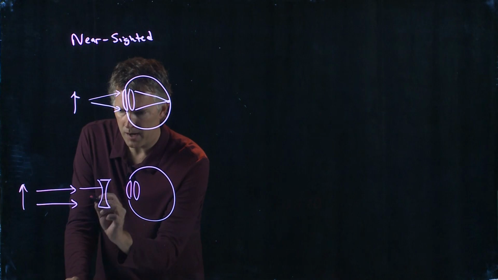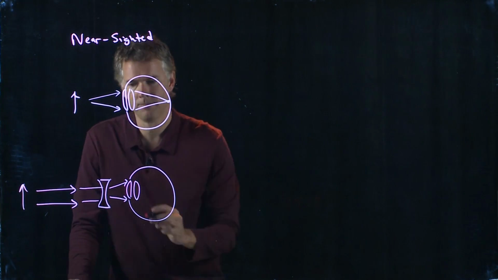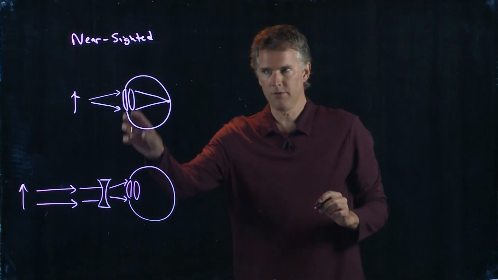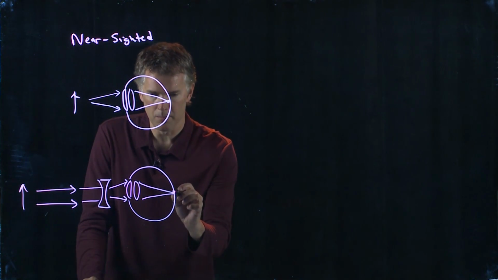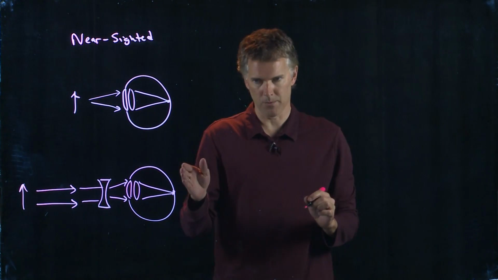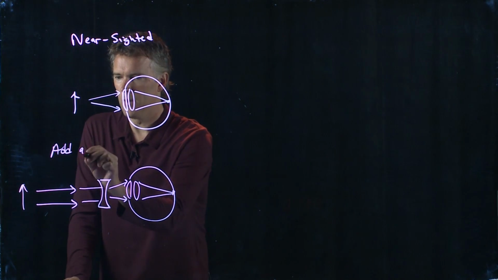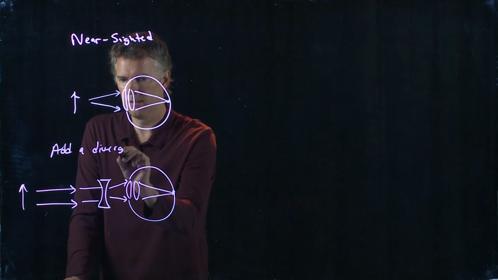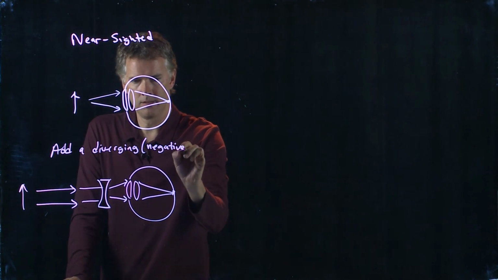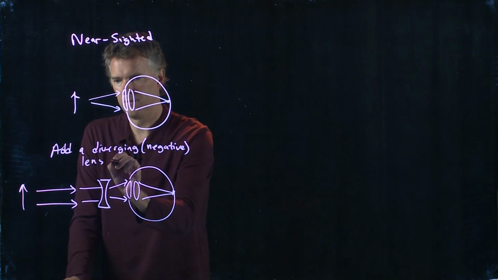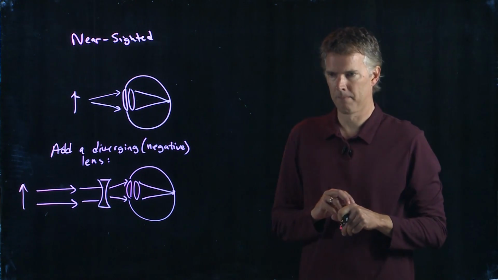When those parallel rays come into this diverging lens, they're going to diverge. If they diverge the same amount as we had up there, everything's going to come back together. At the retina, it'll be in focus. So for nearsighted, you add a diverging or negative lens. Okay, that's how you fix nearsightedness.